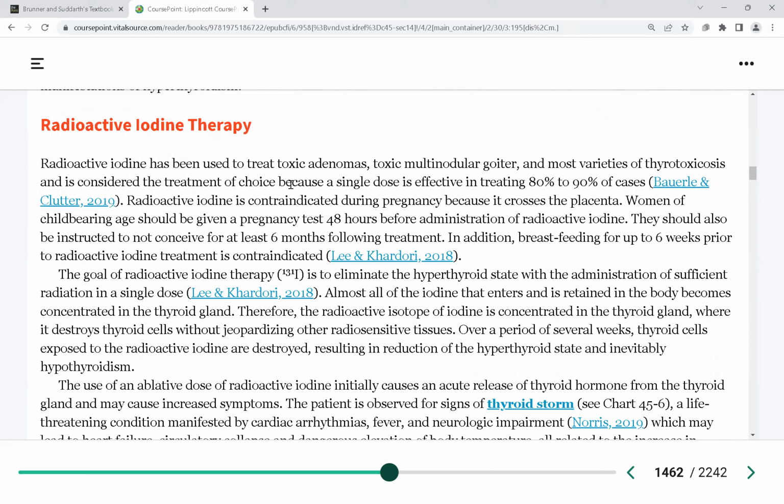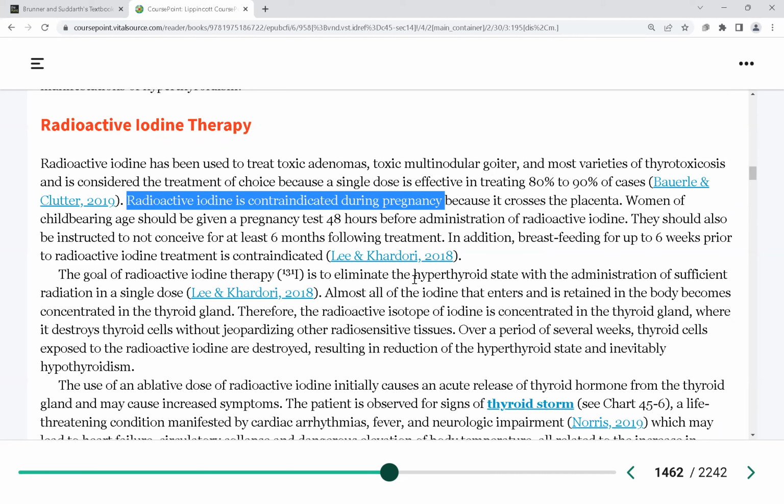Radioactive iodine is ingested by the patient. It can also be given IV. However, the most common route is that the patient swallows the radioactive iodine. Obviously, it's contraindicated during pregnancy, and the incidence of hyperthyroidism and Graves' disease is in women between 20 and 40 years old. So is that childbearing age?